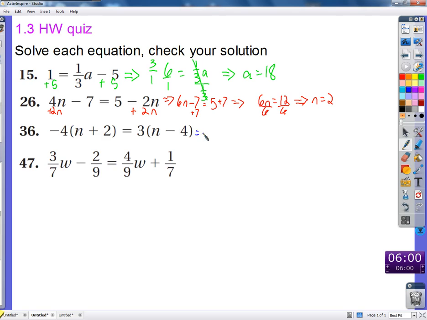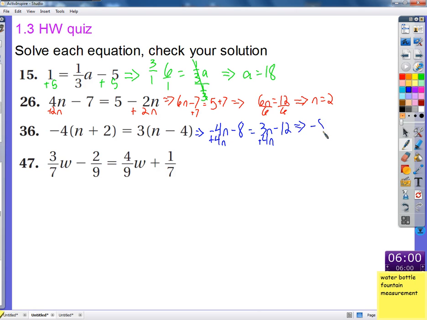and we'll get negative 4n minus 8. Distribute on the other side, 3n minus 12. Very similar to the problem we just did. Variables on both sides, so what could we do? What did you do? Add 4n to both sides. Negative 8 equals 7n minus 12.